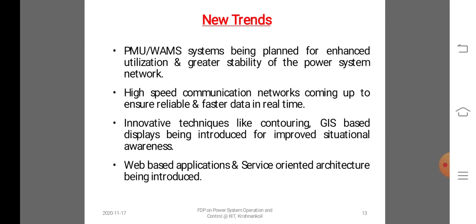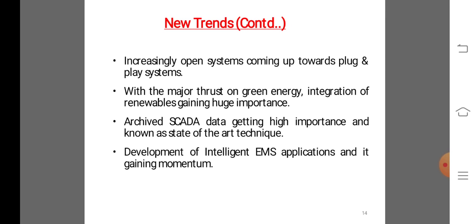From the restorative state, the system may be brought back either to alert state or secure state. The latter is a slow process, hence in certain cases first the system is brought back to alert state and then to the secure state. This is done using restorative control action.